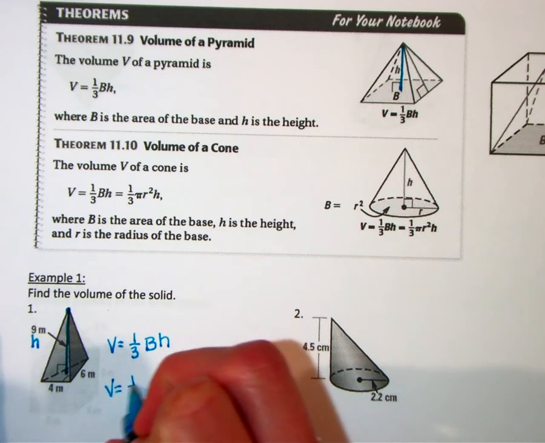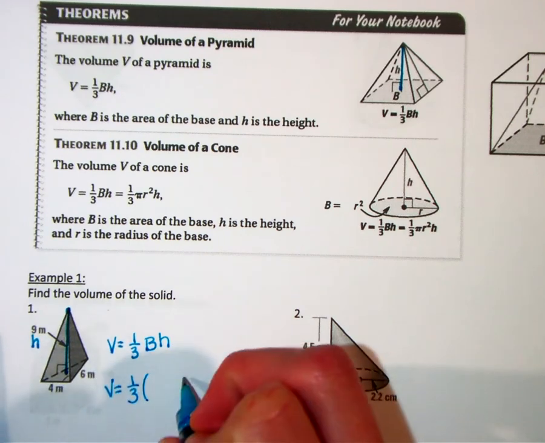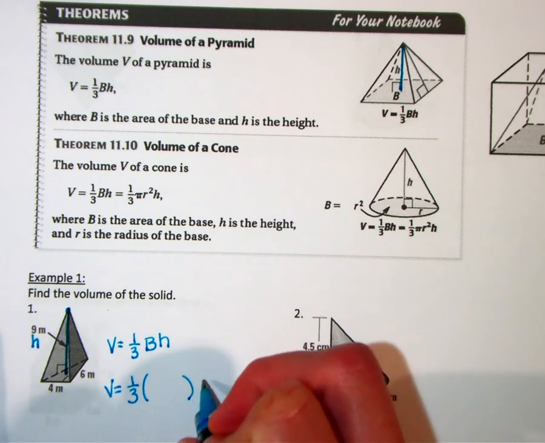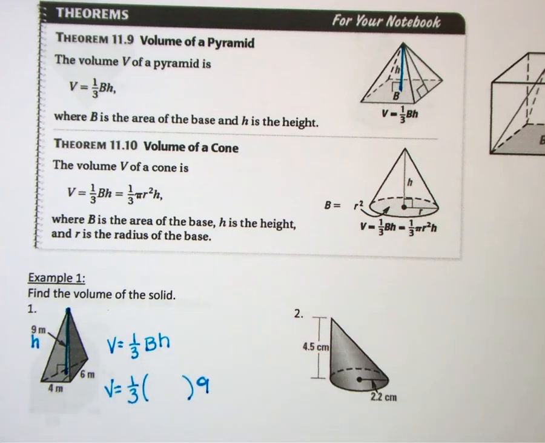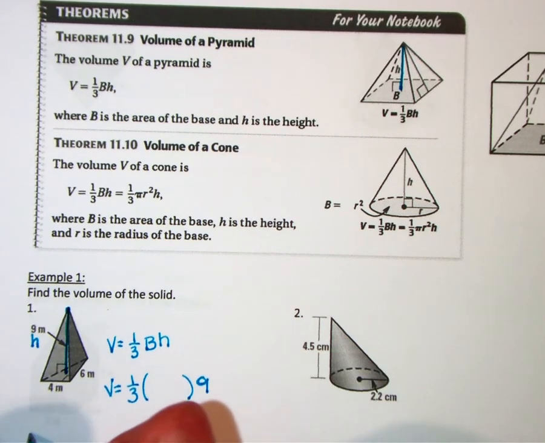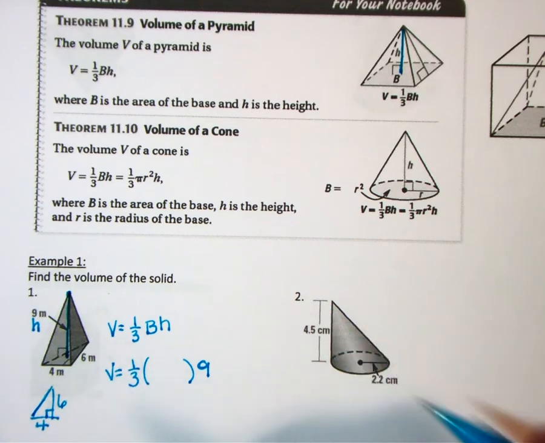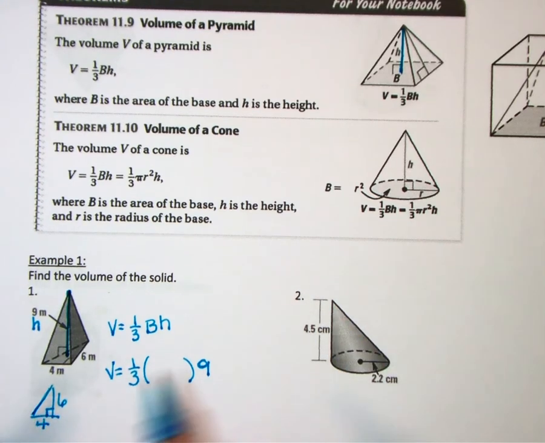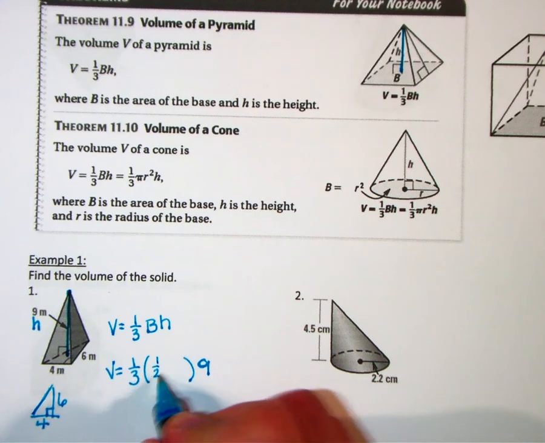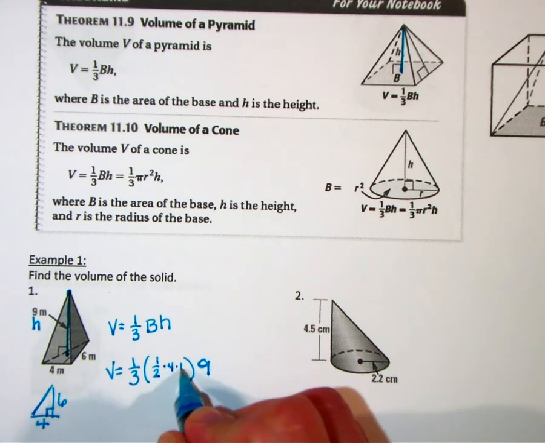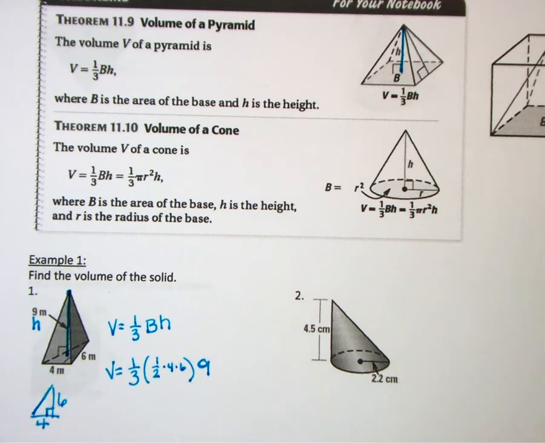Okay, so volume equals 1/3. I'm going to put the area of the base in there, and I'll multiply that times 9. Now the area of the base, this is our 4 by 6 triangle, and on Monday we actually found the side of this triangle, but we don't need to do that today because we just need to find the area of the base. So to find the area of this triangle, we take 1/2 times 4 times 6.